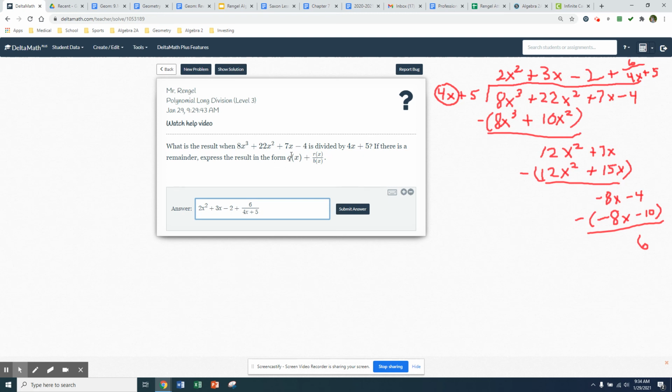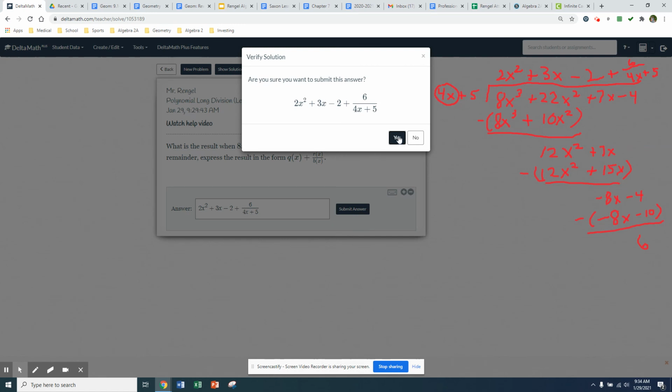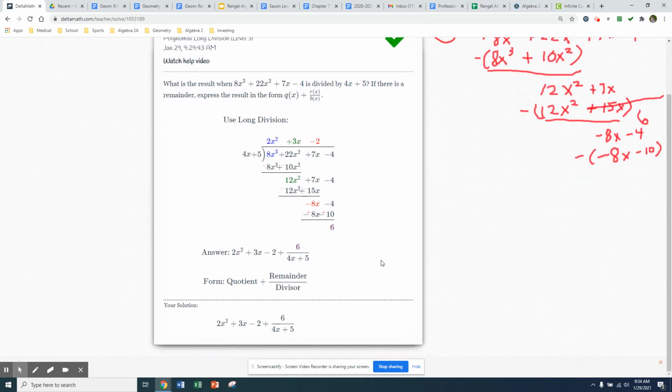So up here, they say q of x. Q means your quotient plus your remainder. And then they use b to represent your dividend. But that's what we're doing. We're doing our quotient. We're doing our remainder over our divisor. And then we hit submit. And they're going to also walk through and show us the process as well.